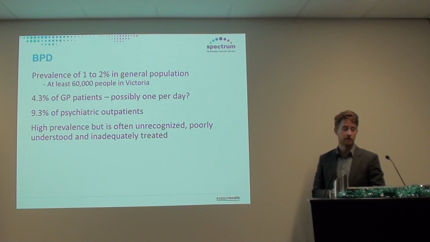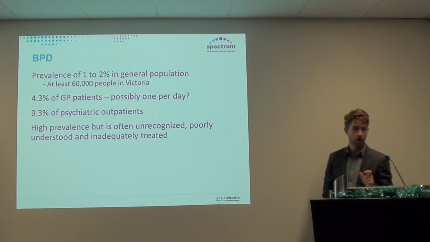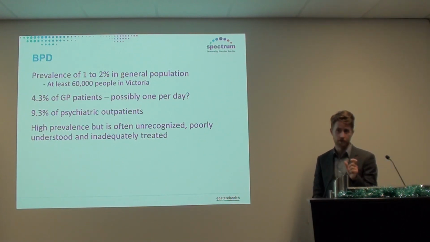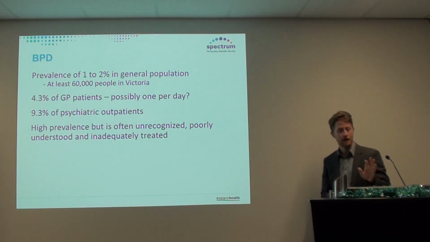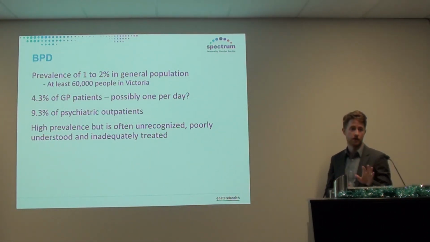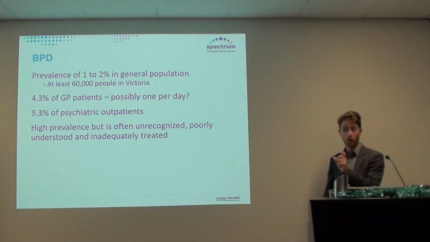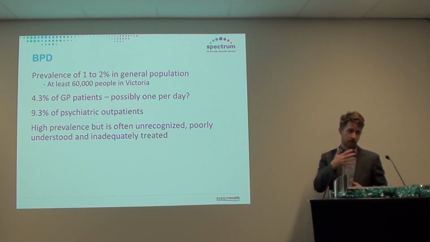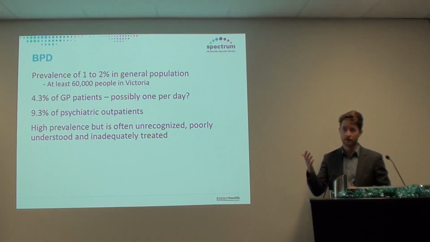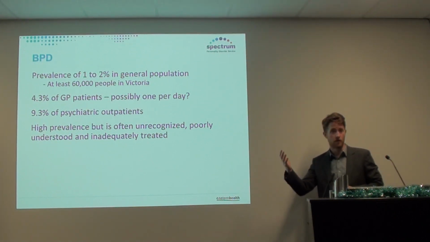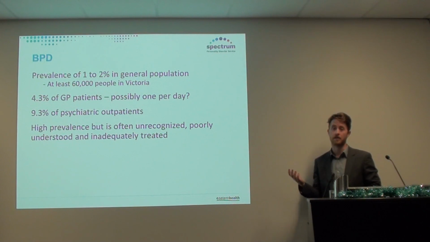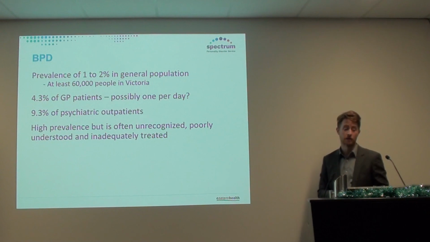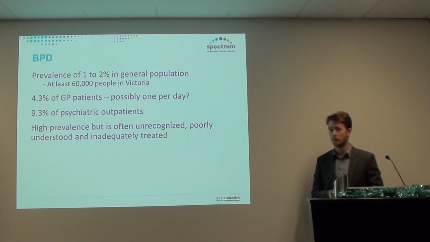And then amongst GP patients, this was the one that really got me. The estimates are getting up towards 5%. And so if you imagine that a GP sees somewhere between 10 and 20 people a day, that suggests that they're seeing somebody with BPD once in every 1 or 2 days, which then suggests that they're seeing possibly 2 or 3 a week. And then in a year, you're talking more than 100 people that a GP might see that would fit the criteria for BPD. In psychiatric outpatients, it's significantly higher, almost 1 in 10.